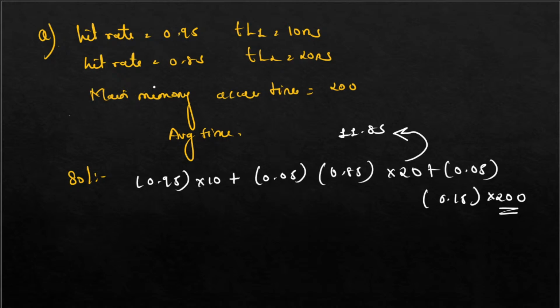So this is a 2-level cache given. Level 1 hit is 90%. Okay, not 90%, it is 95%. So that is how I have converted.